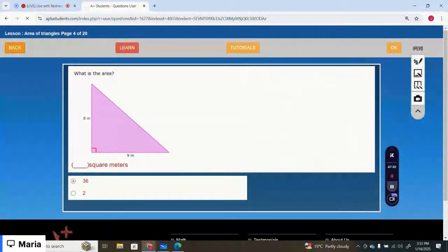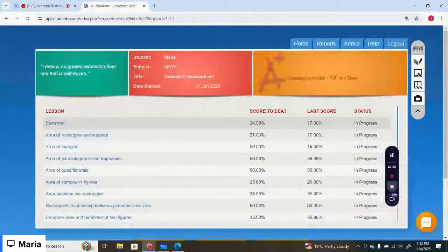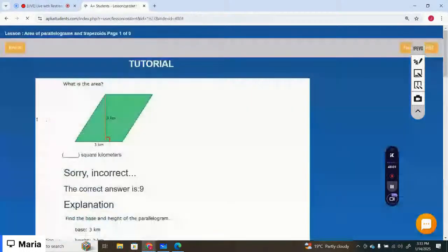Okay, you can complete the lesson by yourself later today. Let's just move on to the next lesson. The next lesson is area of parallelograms and trapezoids.